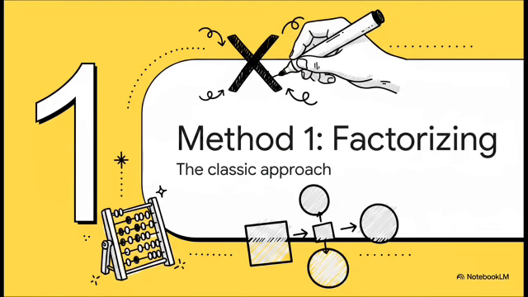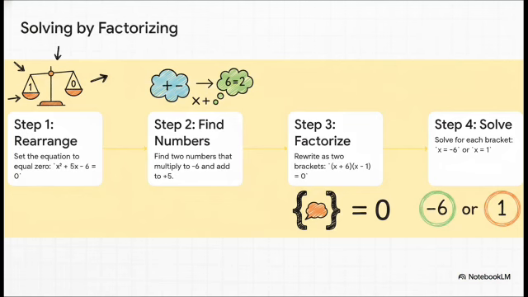All right, first tool out of the box, this is a method you've probably seen before. It's the classic approach, and when it works, it's often the fastest way to get an answer. I'm talking about factorizing. So let's walk through it with our example. Step 1 is absolutely critical for this method. You have to get everything onto one side of the equation so that it equals 0. So we'll subtract that 6 from both sides.